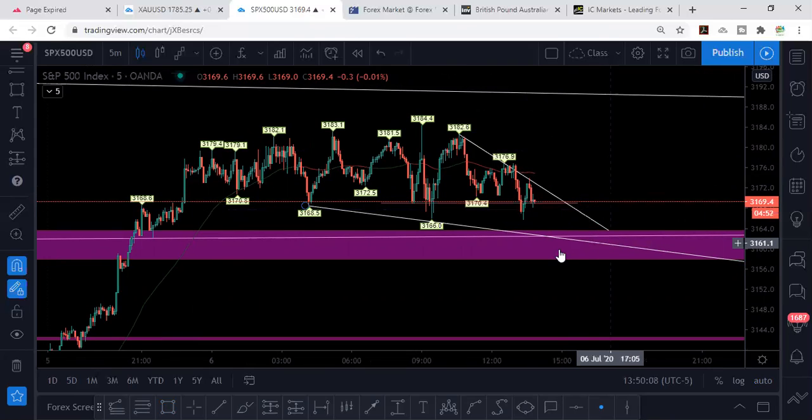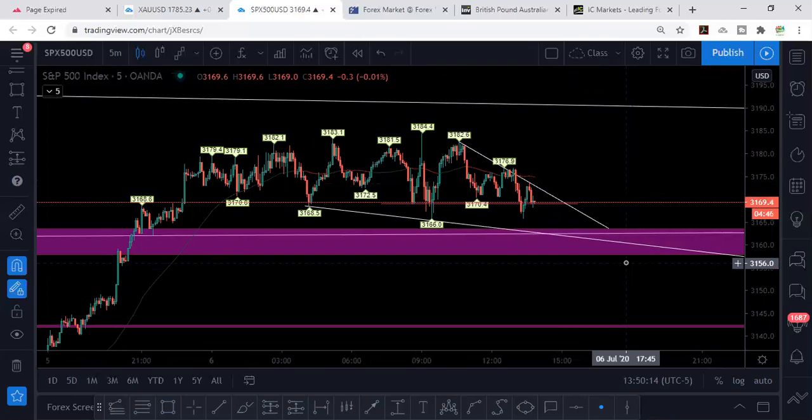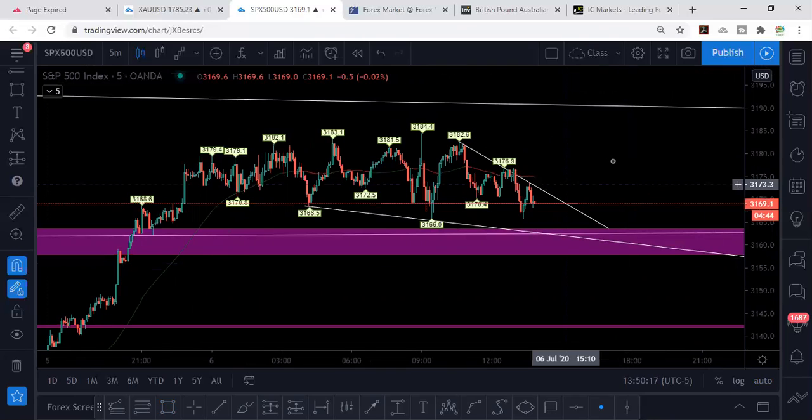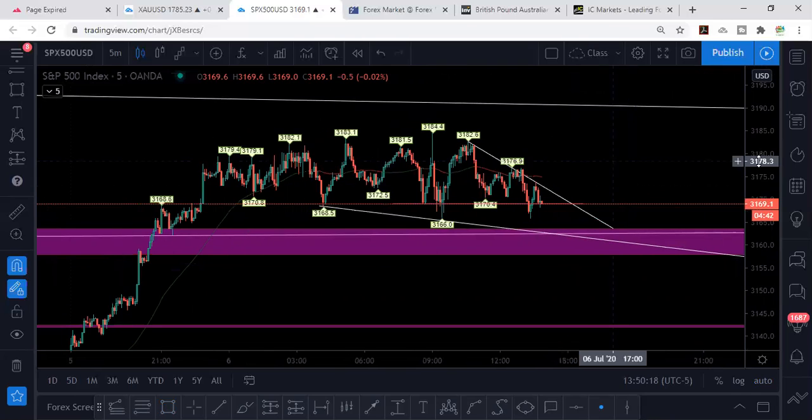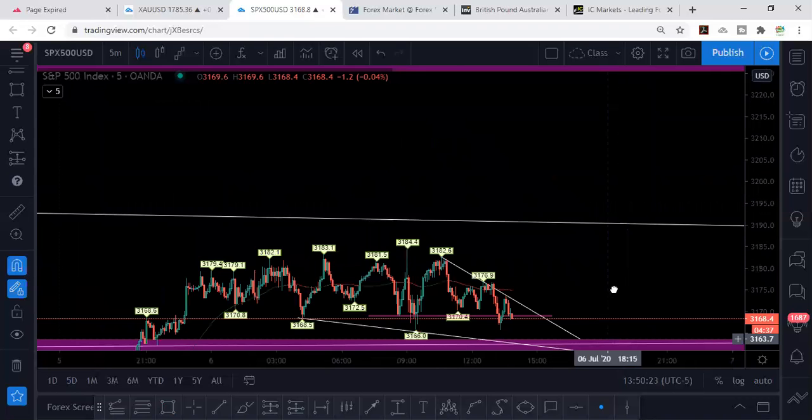But what is a good stop? So I can put the stop loss maybe there, but let's see. And then we'll buy for good.